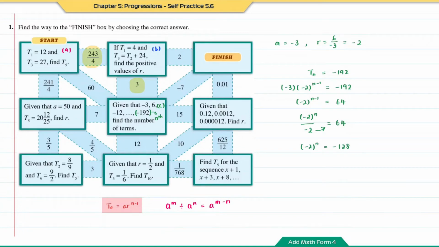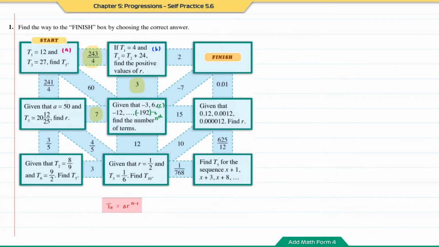Now, to solve for n, for the right-hand side, this negative 128, we are able to write the number in base 2. So negative 128 is the base negative 2 to the power of 7. So when the left-hand side and right-hand side are in the same base, to find the n, we just need to compare the power. Therefore, n is equal to 7.